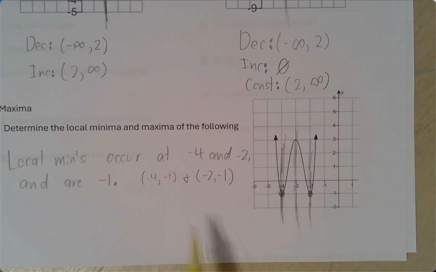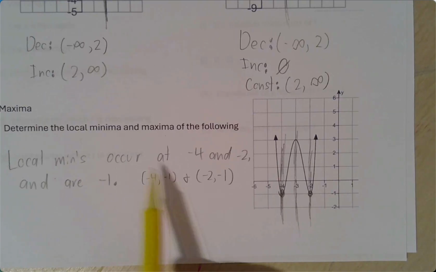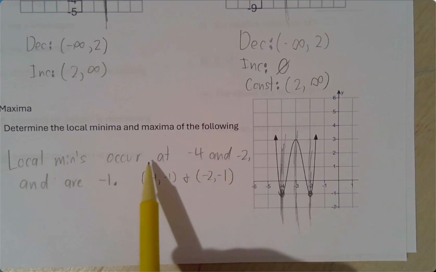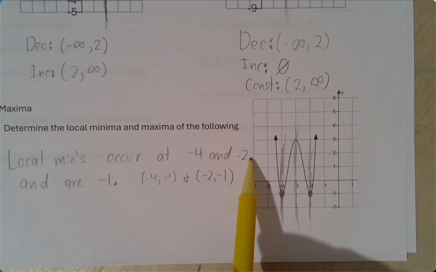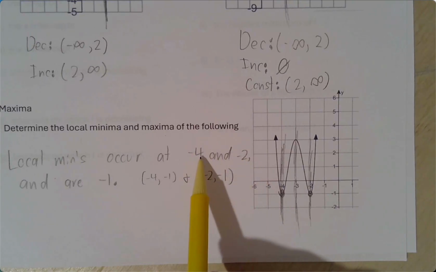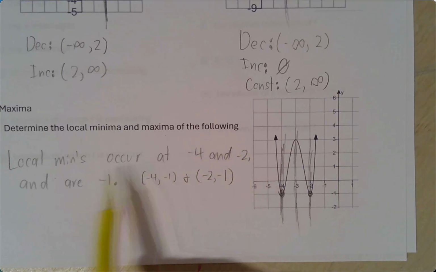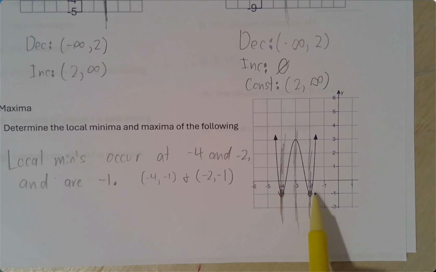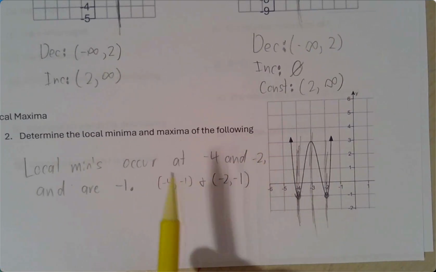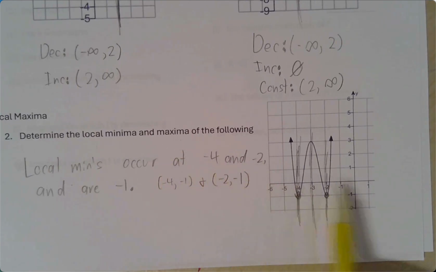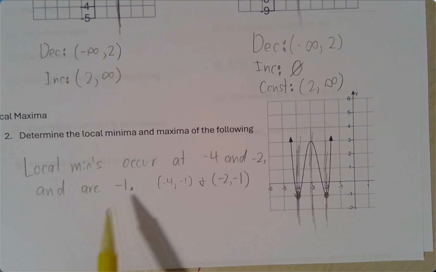And so notice what's going on here is we're saying the local mins occur at -4, -2. I plugged in -4, -2, and what it produced were the low values, -1. All right, so just catch that. They occur at -4, -2 because that's what you plug in to get them, but the value you get at the end is or will be -1.